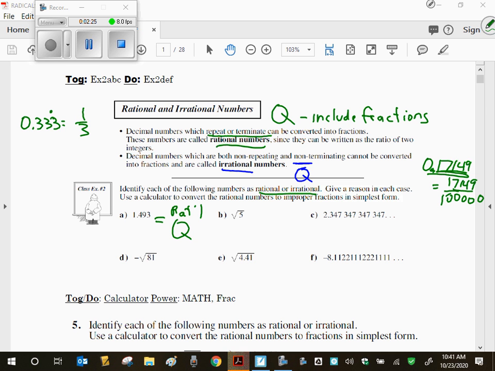On the quiz, I think I asked you for the symbol, so make sure you know which is which. The symbol is just Q. If it can be written as a fraction, it's Q. If it cannot be written as a fraction, so it doesn't end and it doesn't repeat, it's irrational, which we're getting to right now.